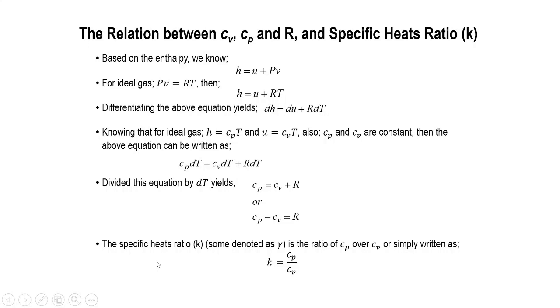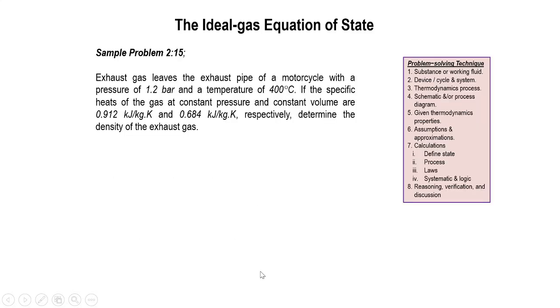So the specific heat ratio k, which some other textbooks denote as gamma, is the ratio of Cp over Cv, or simply written as k equals Cp over Cv. Alright? Okay, so we look into the example.